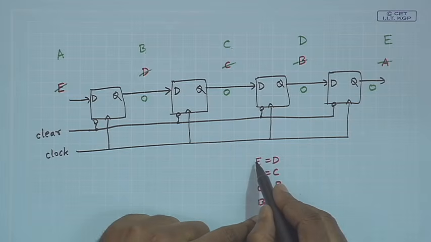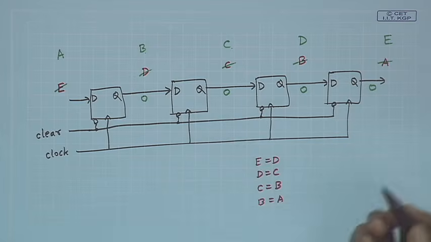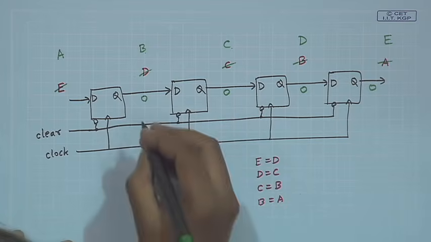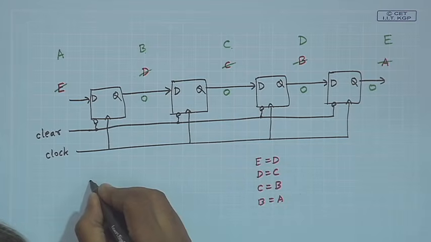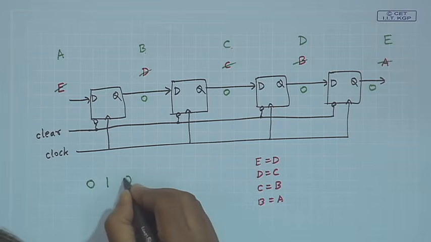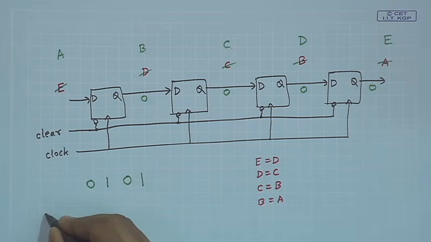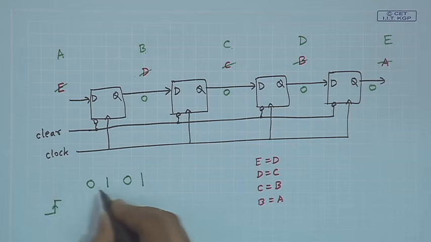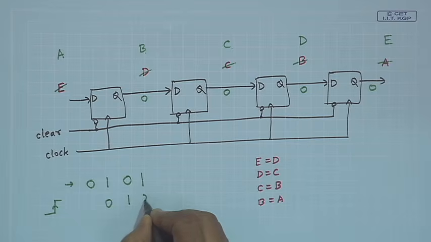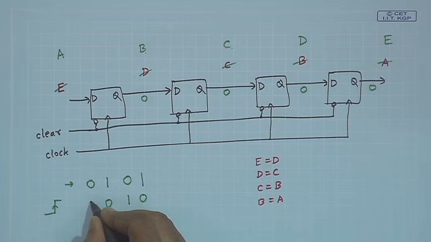First D will be assigned to E. So, in a shift register what happens? Suppose in the shift register my bits were 0, 1, 0, 1. Now, if I apply a clock, what will happen? A clock comes, and this will be shifted. This 0 will come here, this 1 will come here, this 0 will come here, this 1 will come out and a new 0 will come in.